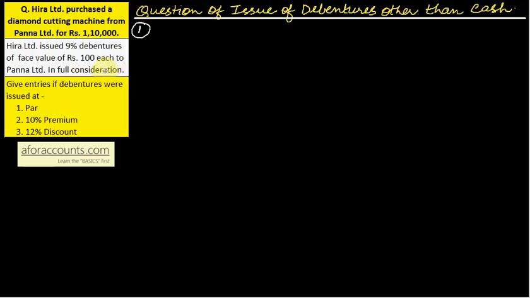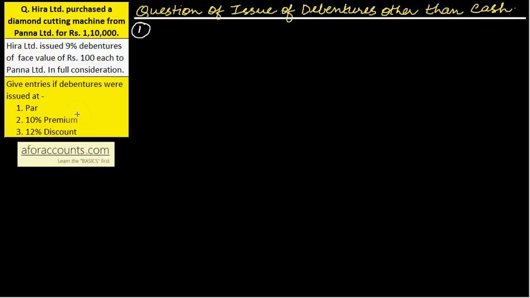इसका मतलब कैश में पेमेंट नहीं किया है. So this is a question of issue of debentures for consideration other than cash. मतलब कोई चीज ली और उसके बदले में डिबेंचर्स इशू कर दिए, कैश पेमेंट नहीं किया. Give entries if debentures were issued at point number 1 par, point number 2 10% premium and point number 3 12% discount. सो सबसे पहले क्या एंट्री होगी?